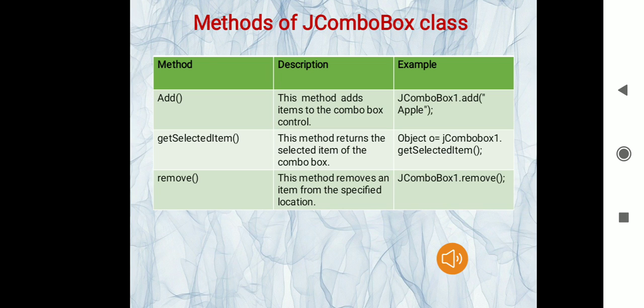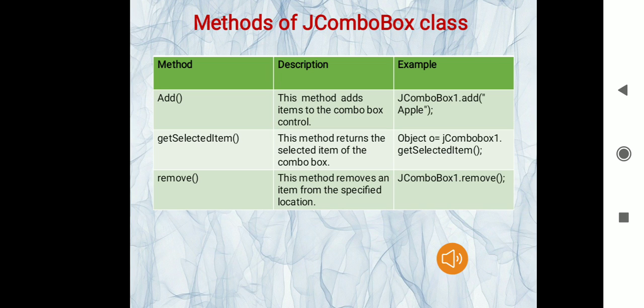Say for example, if the item apple that you inserted in the combo box is the third item, then its index will be 3. So to remove the item apple from the combo box, the Java code will be jcombobox.remove, then within brackets put the index value as 3. On doing this, the item apple stored at the location 3 will be removed.